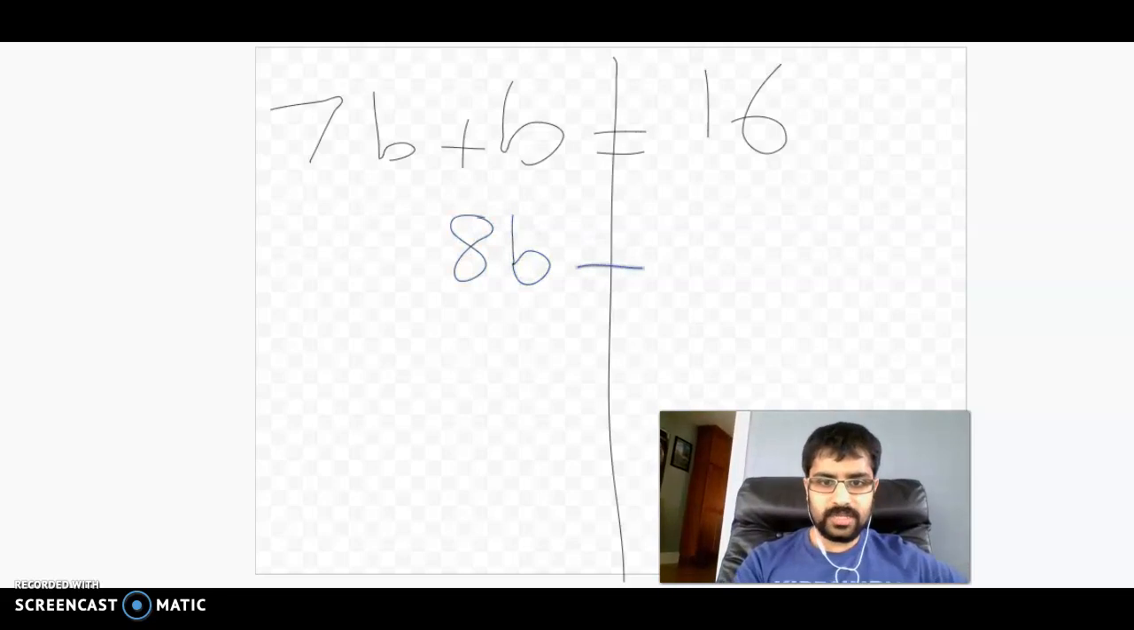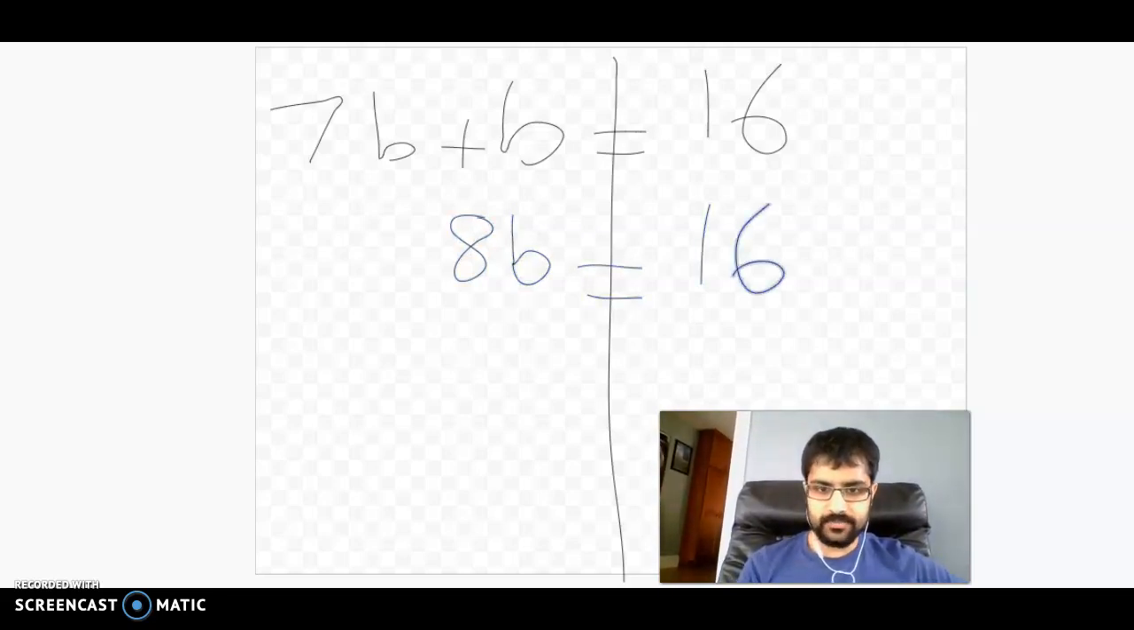And I haven't moved anything over the equal sign, over this line, so the right side is just going to stay the same. Now I need to get the b by itself. And right now I can see they're being multiplied together, even though it's not visible. That's what operation is here. So I use the inverse of multiplication and divide out that 8.